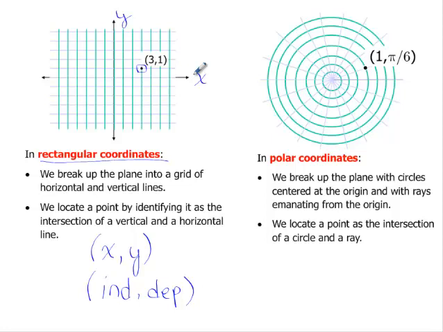In polar coordinates, which is where we are going to graph our polar functions, the plane looks a little different. Here we break the plane up with circles that are centered at the origin. Here's the origin. And rays that emanate out from this origin at angle measures. These are all angle measures in radians, starting with an angle measure of 0, which from trigonometry we know is also the angle measure of 2 pi.